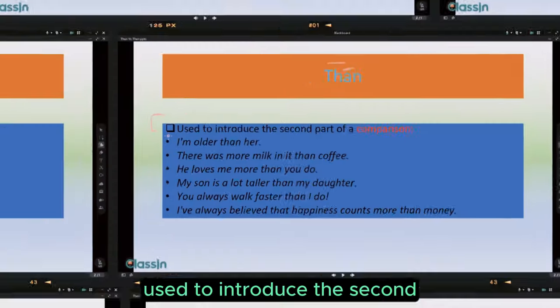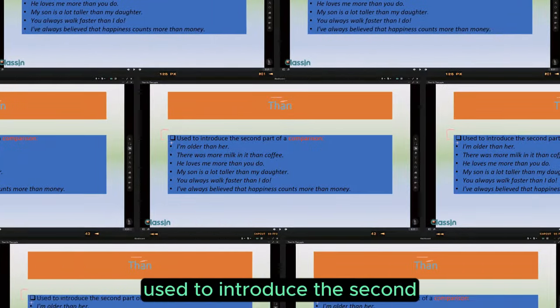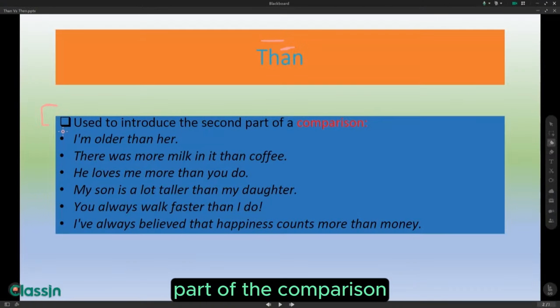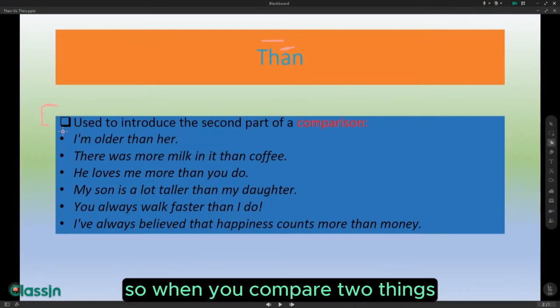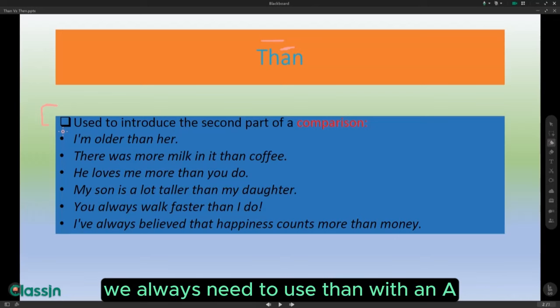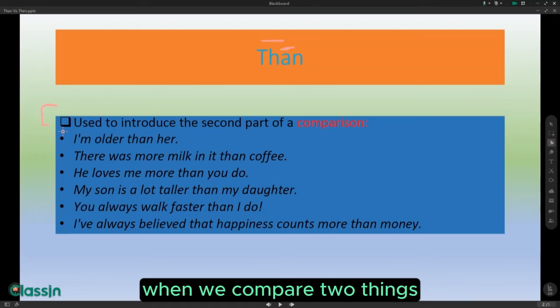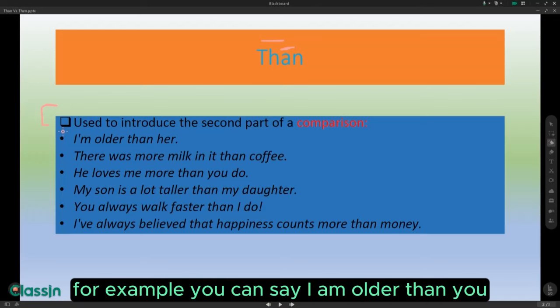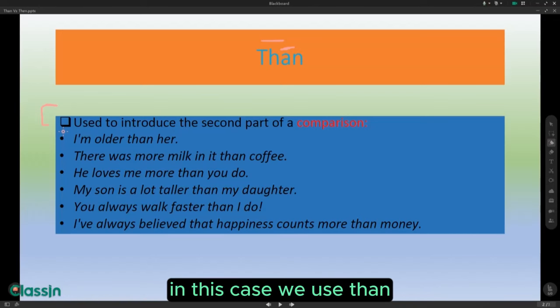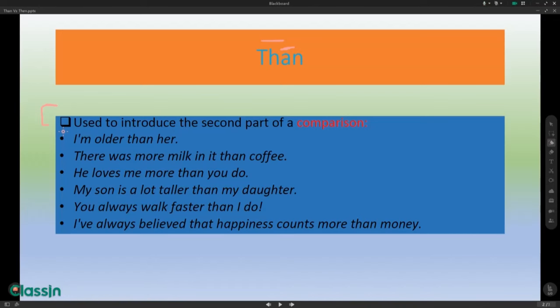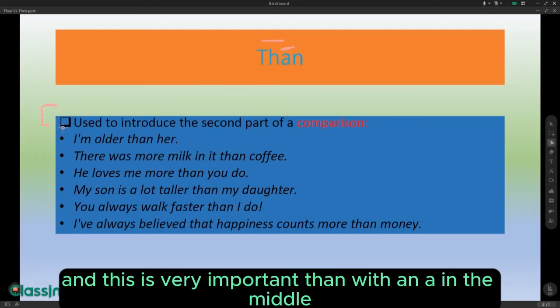Part number 1 here: used to introduce the second part of a comparison. So when you compare two things, we always need to use "than" with an A. When we compare two things, for example, you can say, I am older than you. In this case, we use the word "than". And this is very important. "Than" with an A in the middle.